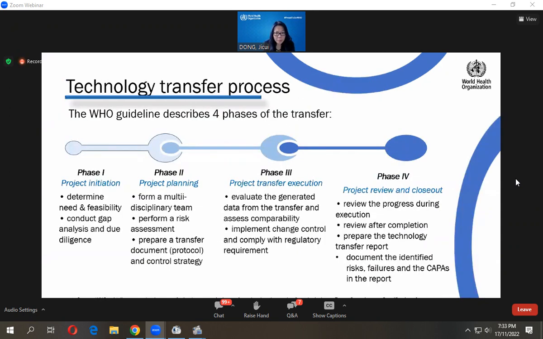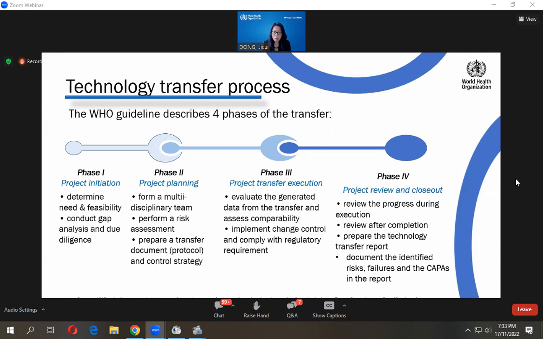In the updated guidelines, it mentions 4 phases for the transfer. Phase 1, project initiation. By this phase, you need to determine the need and the feasibility by gap analysis, right? So, is it feasible or not, what are the differences? Then you go to the project planning phase, phase 2.